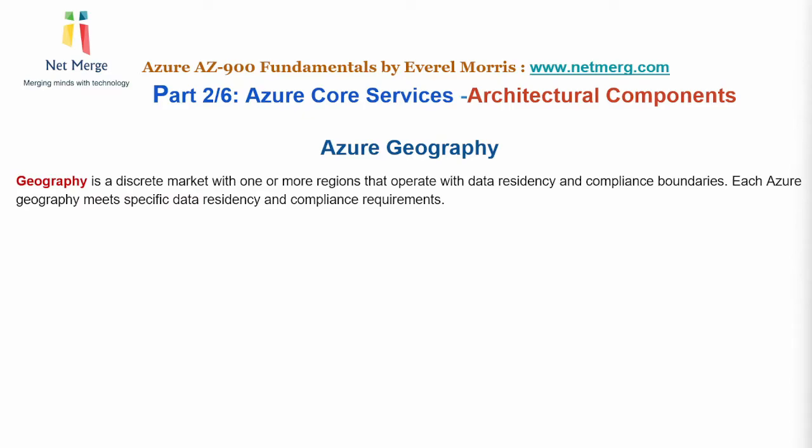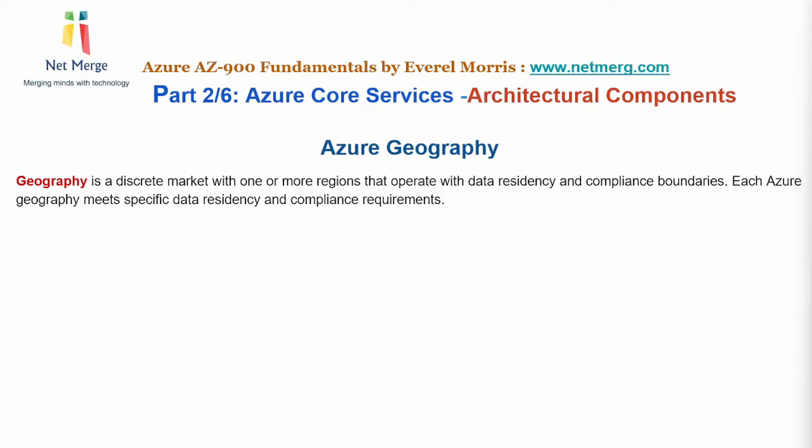Now let's take a look at the Azure Geography, which is on top of the region. Now, a geography is a discrete market with one or more regions, and it operates with data residency and compliance boundaries. Each Azure Geography meets specific residency and compliance requirements. So this is like a demarcation zone.